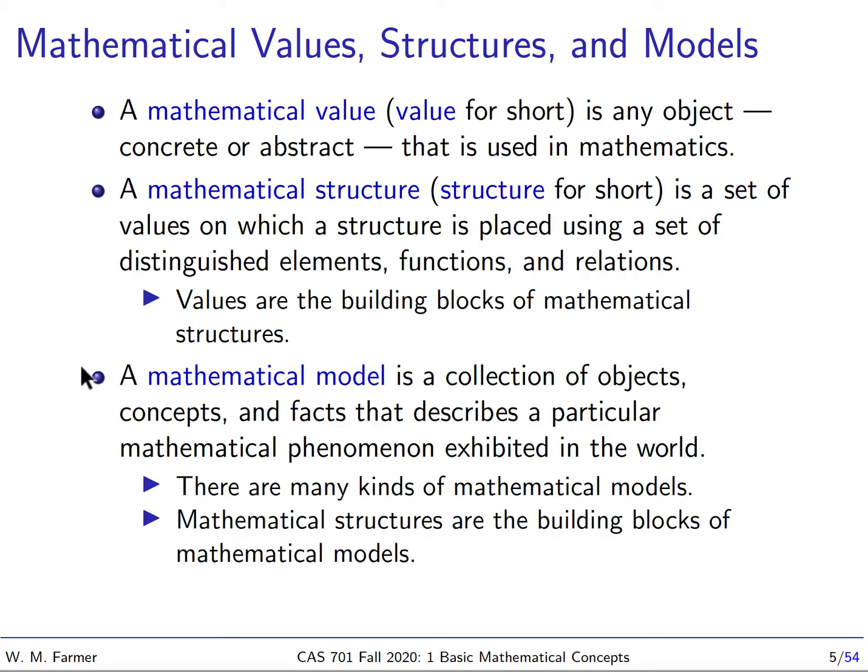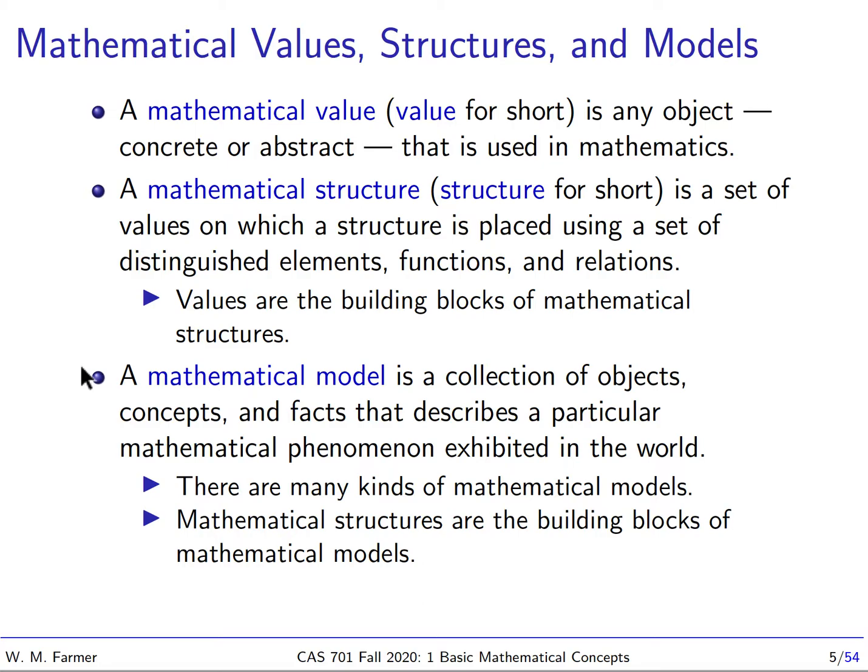So if you think of the set of natural numbers, these are the natural number values. They are structured as a total ordering, where 0 comes first, then 1 comes, then 2 and 3, and so forth. Mathematical structures usually gain their structure using a set of distinguished elements, functions, and relations. We'll talk more about this as the course goes on. And values are the building blocks of mathematical structures. Using values, we build mathematical structures.